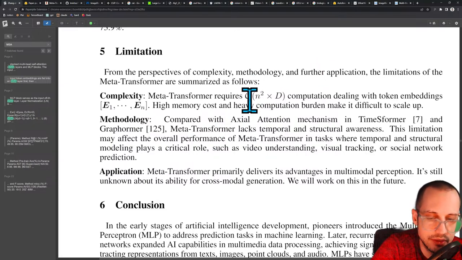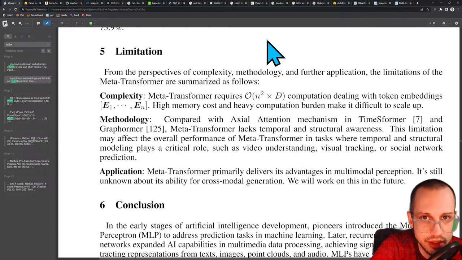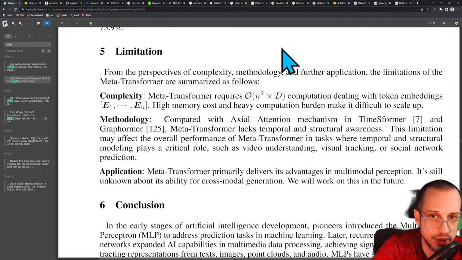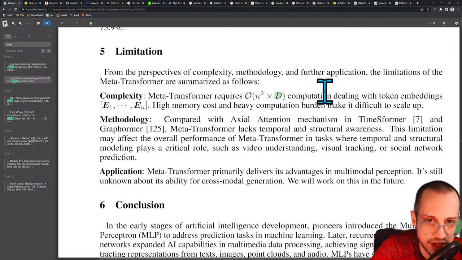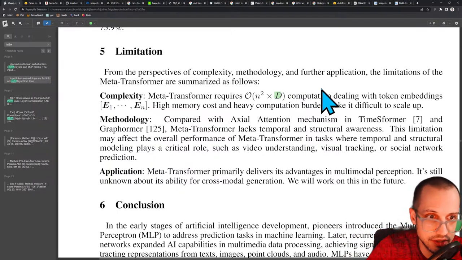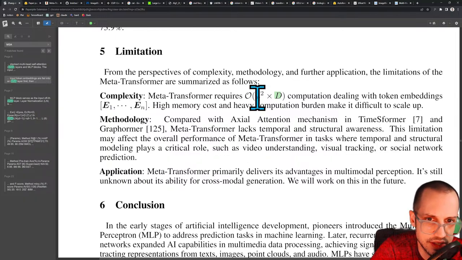You actually have different big O's for computation and memory, and usually you can trade off between those. D is the dimensionality of the embeddings that come out of each of what they're calling tokenizers, but are really encoders. And then n squared is the dimensionality of the sequence. Dealing with the token embeddings E1 to EN, high memory cost and heavy computation burden make it difficult to scale up. Compared with axial attention mechanism in TimeSformer and Graphormer, MetaTransformer lacks temporal and structural awareness.